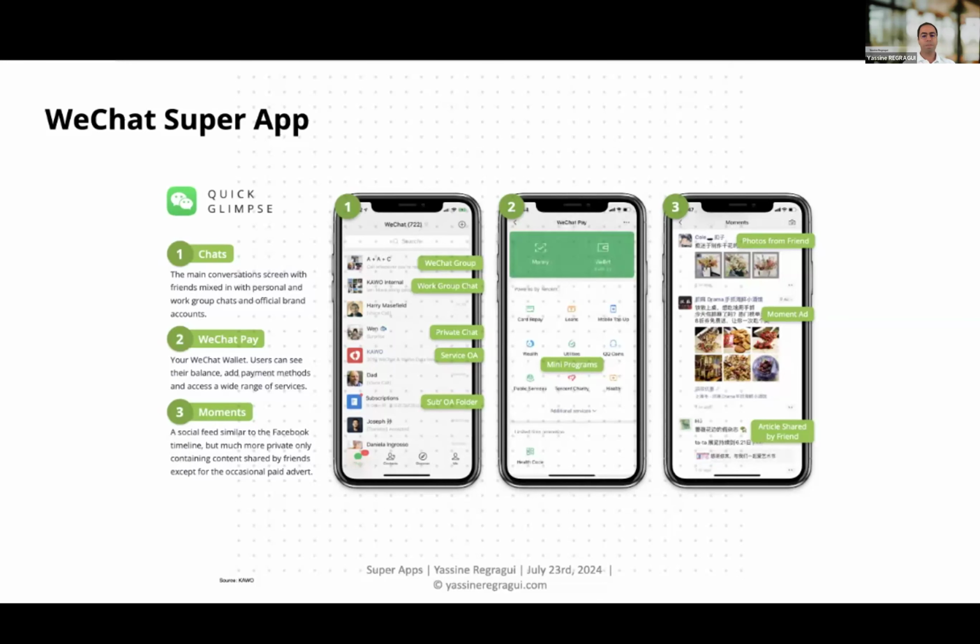For example, e-commerce in partnership with Jingdong, the local e-commerce platform. Or they included also public services, all the administrative services. They included gaming services because Tencent is from gaming. And they included social services. So how to interact with my friends, a little bit like Instagram, for example, or TikTok.